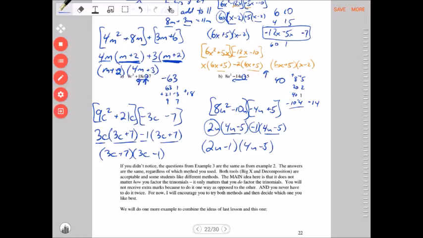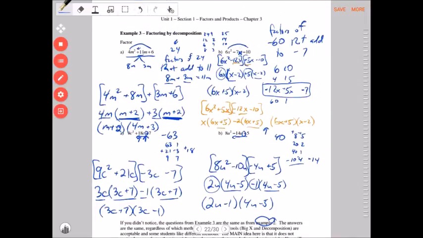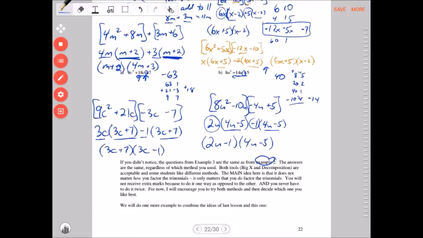Just in case you didn't notice, the questions from example 3 are the same as from example 2, including my little mix-up with the x's and the m's up here and b. Oops, sorry about that. The answers are the same, regardless of which method you use. Both tools, big X and decomposition, are acceptable, and some students like different methods. The main idea here is that it doesn't matter how you factor the trinomials, it only matters that you do factor the trinomials. You will not receive extra marks or lose marks because you do it one way as opposed to the other. And lucky for you, you never actually have to do it twice. You just pick one method and do it. For now, I'm going to encourage you to try both methods, and then after you've tried them for a bit, decide which one you like best.